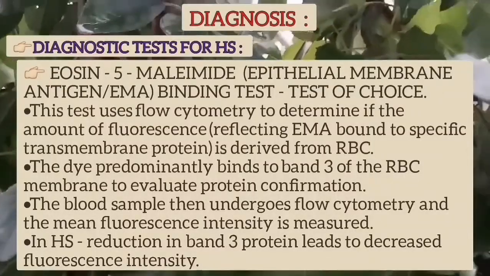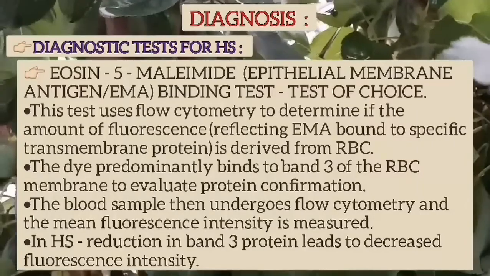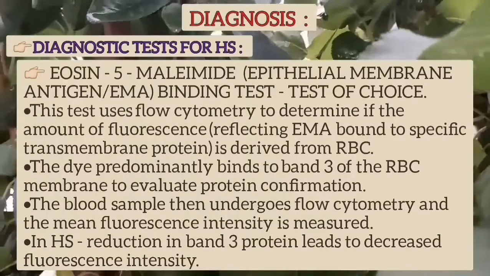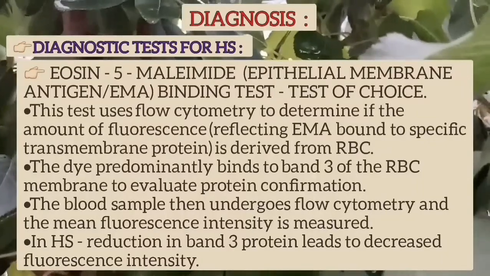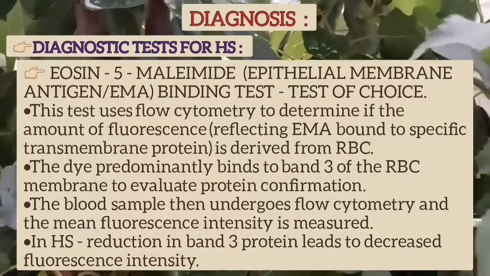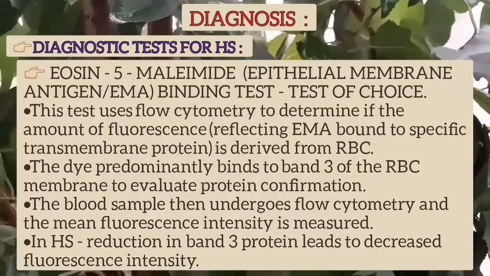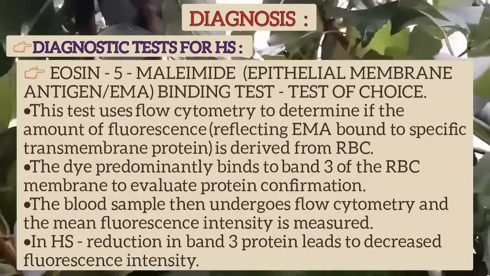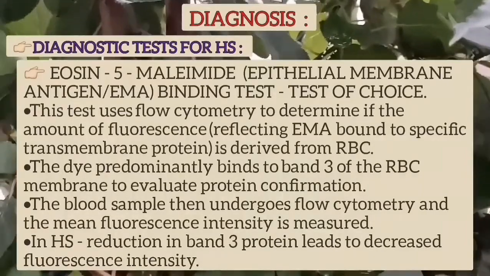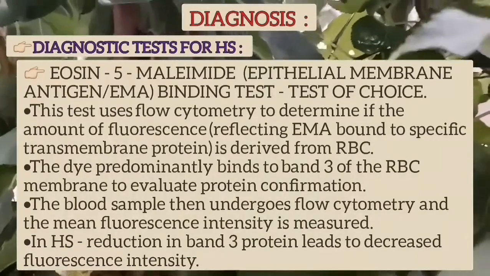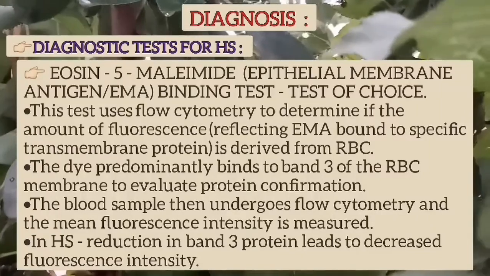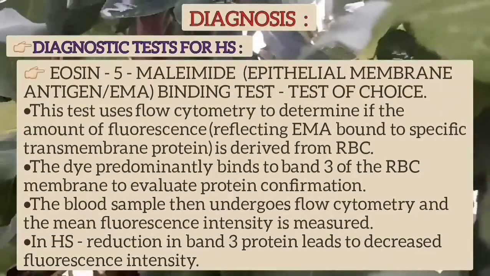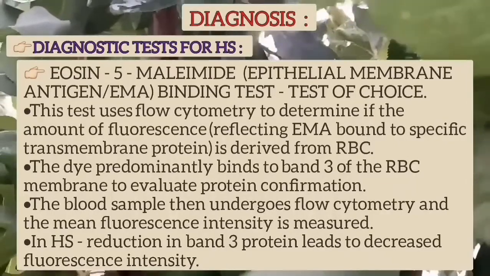Eosin 5 maleimide test is also known as eosin-5-maleimide membrane binding test. Now, this test uses flow cytometry to determine if the amount of fluorescence reflecting EMA bound to specific transmembrane protein is derived from RBC. Now, the dye predominantly binds to band 3 of the RBC membrane to evaluate protein conformation. The blood sample then undergoes flow cytometry and the mean fluorescence intensity is measured. In hereditary spherocytosis, reduction in the band 3 protein leads to decreased fluorescence intensity.